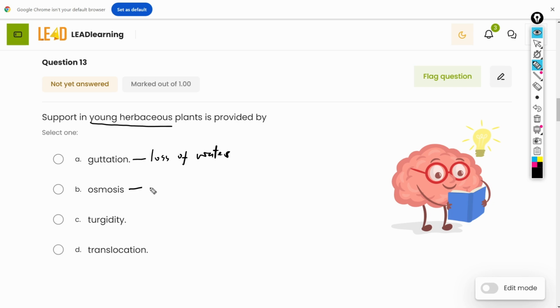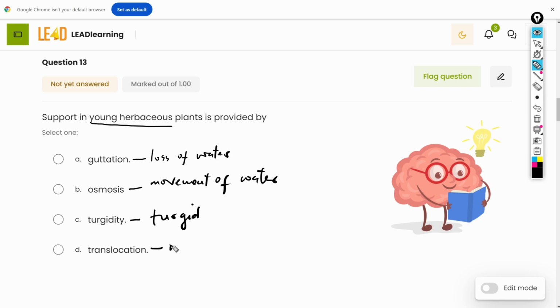Osmosis is the movement of water molecules from where the water molecules are high in concentration to where the water molecules are low in concentration across a semi-permeable membrane. Now, turgidity has to do with thickness. When a cell or a tissue takes in so much water, it becomes turgid or thick, and it's able to support itself. Translocation is the movement of manufactured food from the leaves to the other parts of plants.